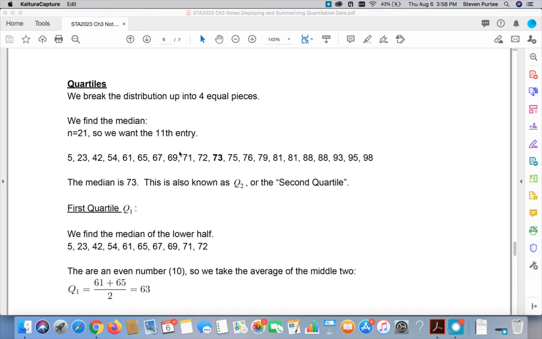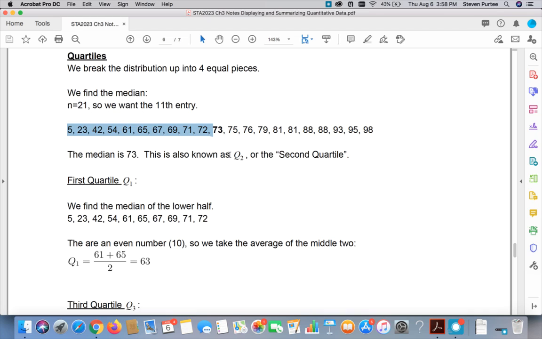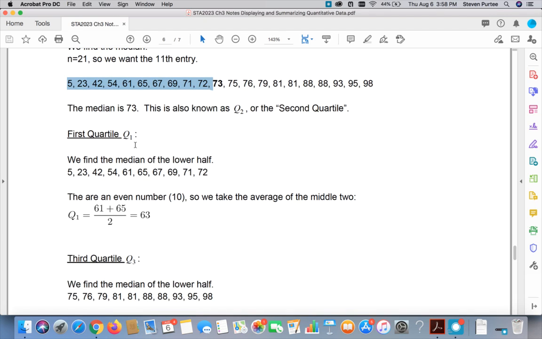So first we find the median, which we've already done. It was 73. Then we take the lower half, the stuff below the median. Notice here that I've already used up that 73. That was my median. So I just want just the stuff below that. And I'm going to cut that in half again. We call this our first quartile, or Q1, is the median of that lower half.